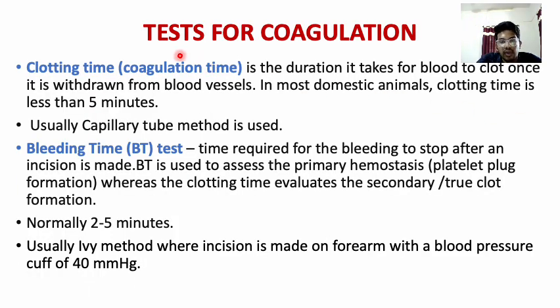Next is a test for coagulation. Much is not given in Dukes' physiology regarding this, but we have to know a little bit about the coagulation test. First is the clotting time, and next is the bleeding time. Clotting time, or the coagulation time, is the duration blood takes to form the clot once it is withdrawn from the blood vessel. In most domestic animals, the clotting time is less than 5 minutes.